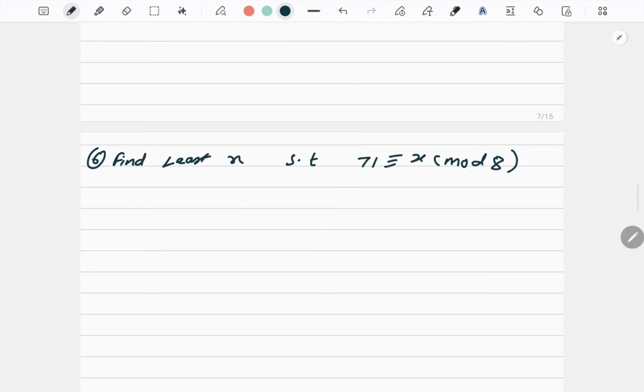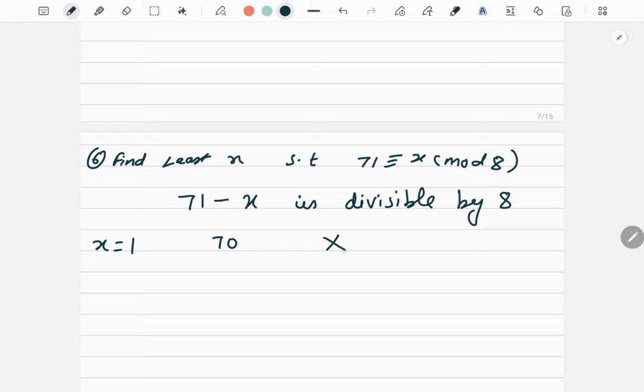Now find least x. Okay, now they are mentioning least, smallest. So 71 congruent x mod 8. Okay, so now this means that 71 minus x is divisible by 8. So now think, if x is equal to 1. So what you will get? 70. 70 is not divisible by 8, so gone. Now x is equal to 2. So 71 minus 2 is what? 69. 69 is not divisible by 8. x is equal to 3. So 71 minus this is 68.